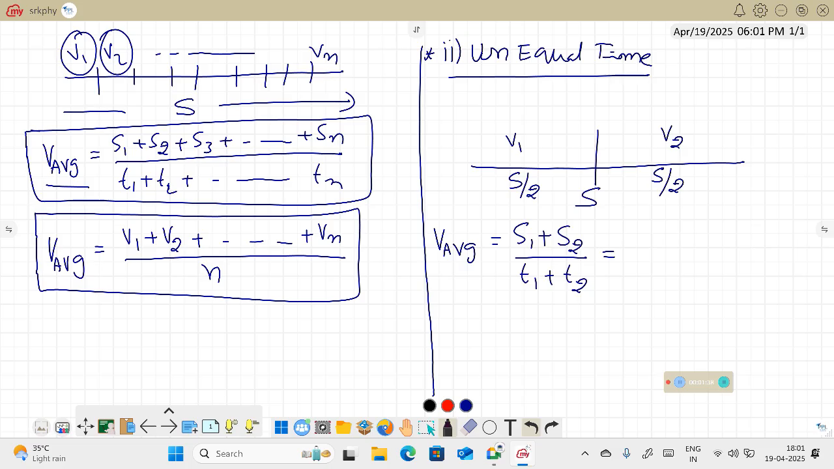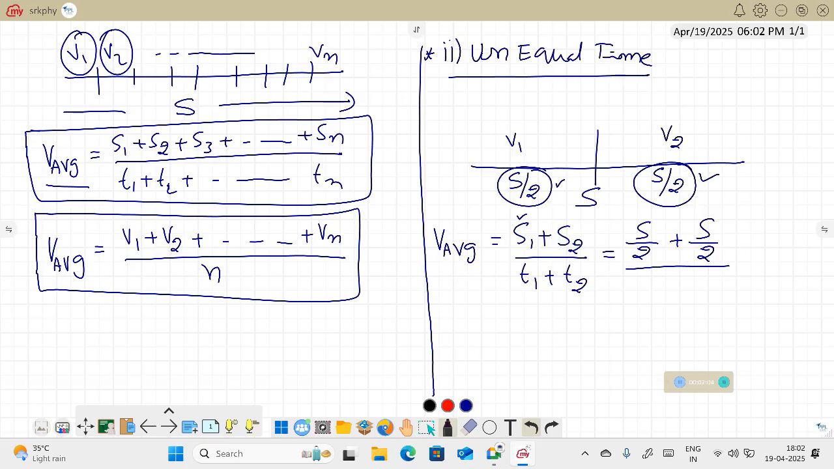Now, what is S1? The distance is given: half, S by 2. The second distance is also given as S by 2. So I can write this as S by 2 plus S by 2. First part distance S by 2, second part distance also S by 2. So S1 is S by 2, S2 is S by 2, divided by T1. What is T1? The time taken for this.